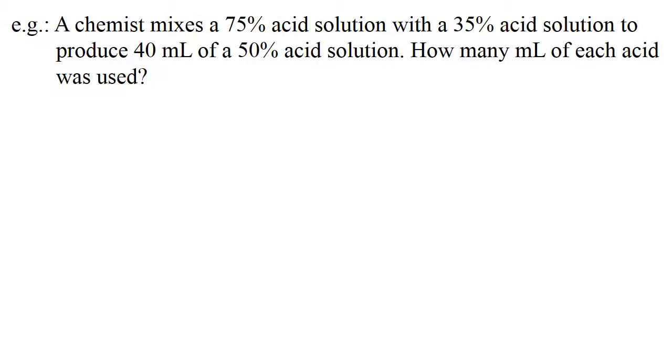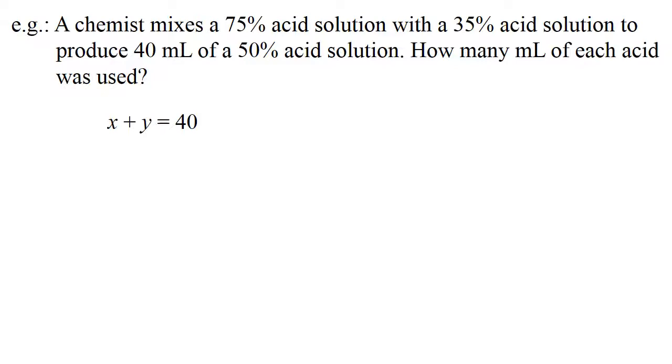All right, let's look at this problem. A chemist mixes a 75% acid solution with a 35% acid solution to produce 40 milliliters of a 50% acid solution. How many milliliters of each acid were used? So many milliliters of 75 were put together with so many milliliters of 35, and I got 40 milliliters altogether, and it comes out to be a 50% acid. So one of my equations is just going to be how many milliliters of each am I using. So I have X of the first one, I have Y of the second one, and together that should come out to be 40 milliliters.